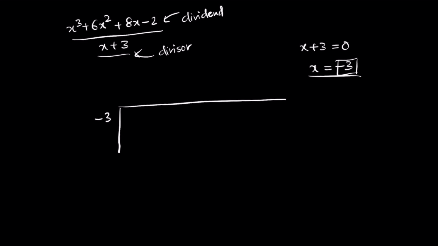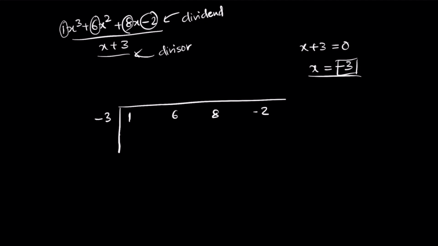Next, what do we write inside here? We do not write the entire term, just the coefficients of each term. So there is nothing in front of x cubed, which means there is 1, and then plus 6, 8, and negative 2. Remember that if a power of x is missing, write that value as 0. Do not skip any values, always write the entire set.